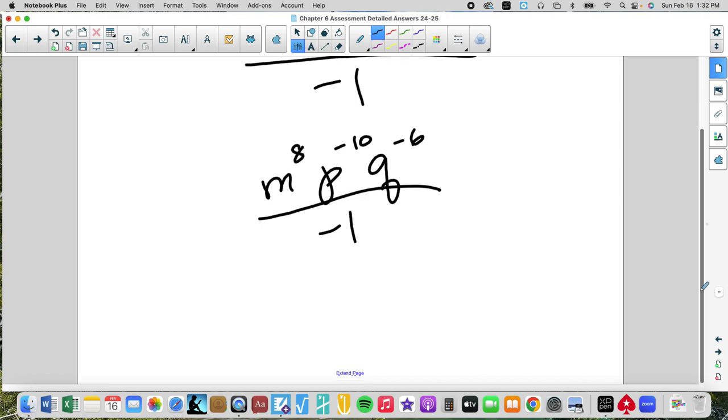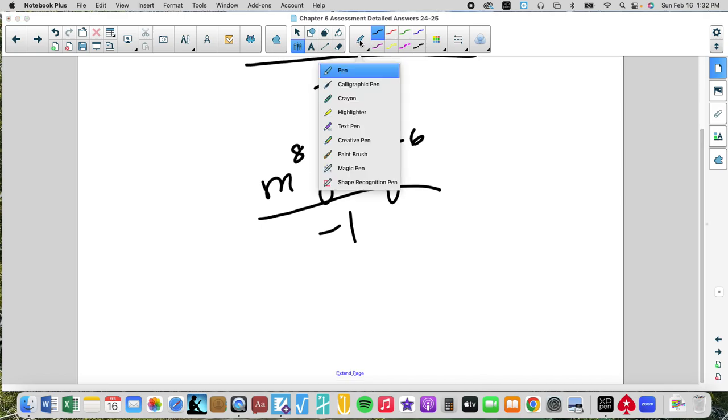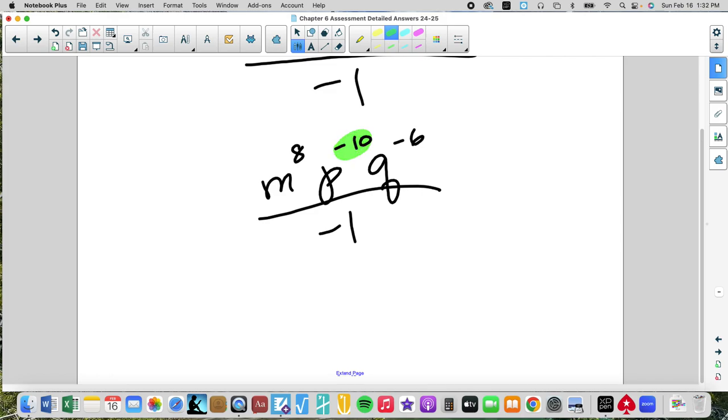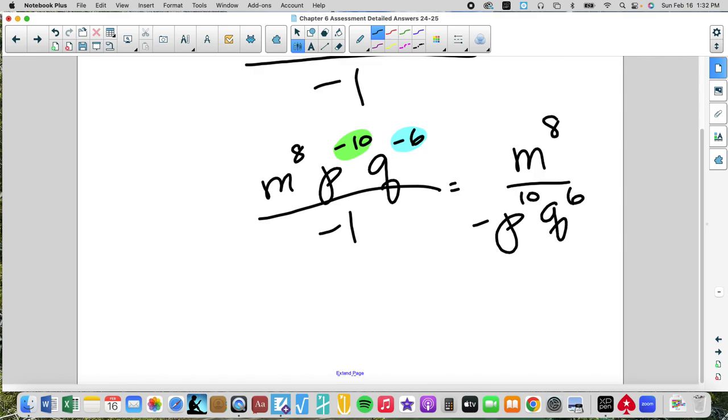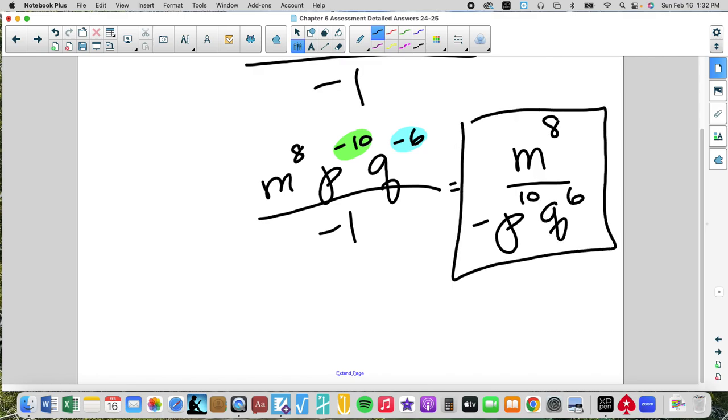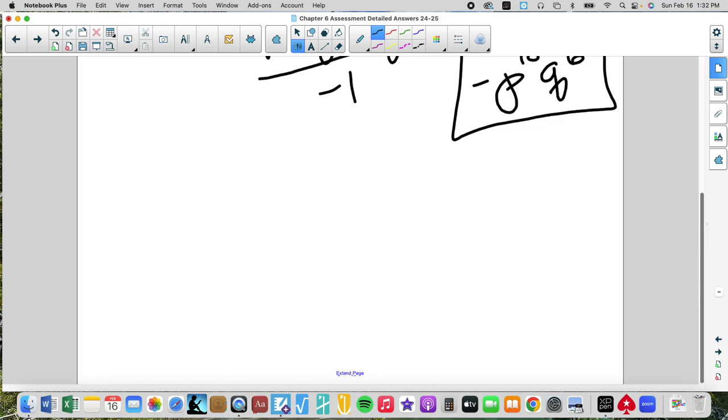All right, now let's deal with these negatives. So I can't have a negative exponent. So I got to move those. If I change them to positive, they go in the denominator. So this answer is going to become m to the 8th over negative p to the 10th q to the 6th. That negative can be down there, it can be up next to the m, it can be outside. It doesn't matter, it just matters that there's only one of them.